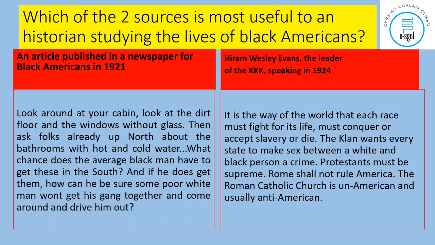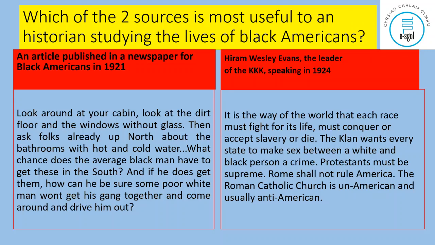Now I'm going to spend a little bit of time on number 4. Which of the 2 sources is most useful to an historian studying the lives of Black Americans? So I've chosen 2 sources from Key Issue 2 from the USA course. I've also included the annotation. It tells us so much, doesn't it?